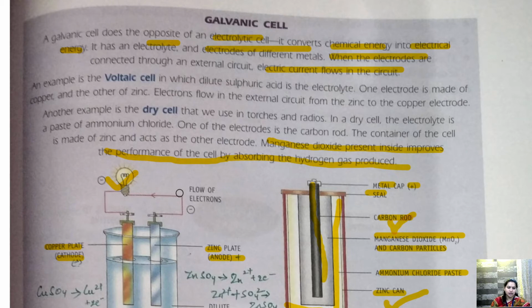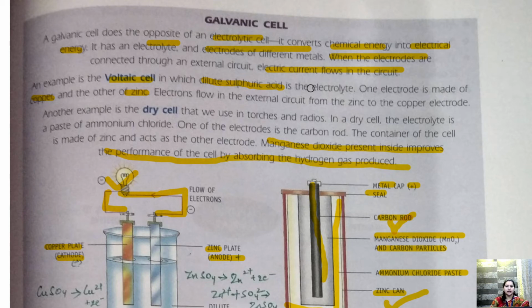So in this circuit, that is the wire, the electric current flows from anode to cathode. The same is the function with a Voltaic cell. An example is a Voltaic cell in which dilute sulfuric acid is the electrolyte. One electrode is made up of copper, another is made up of zinc, that we have seen. Electrons flow in the external circuit from the zinc to the copper electrode.